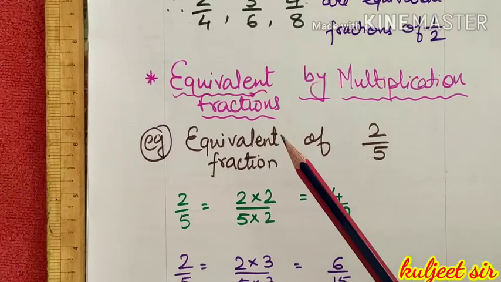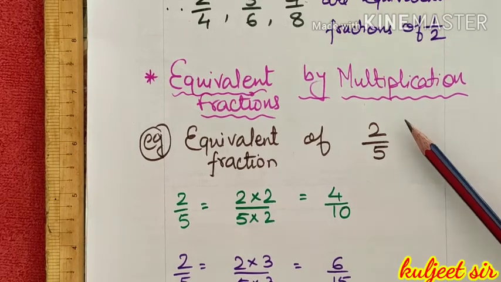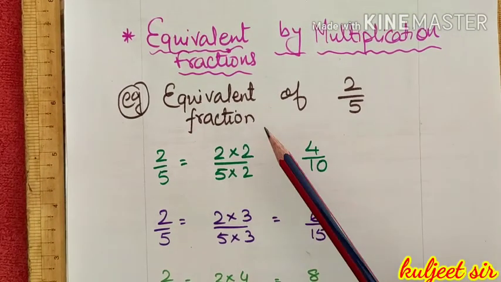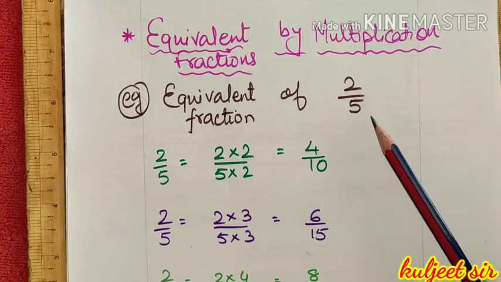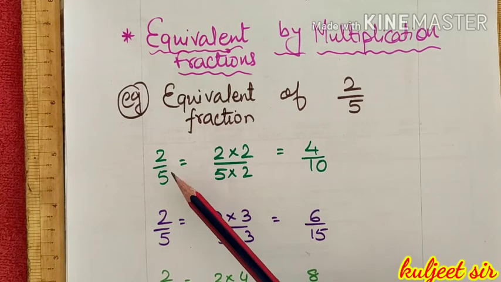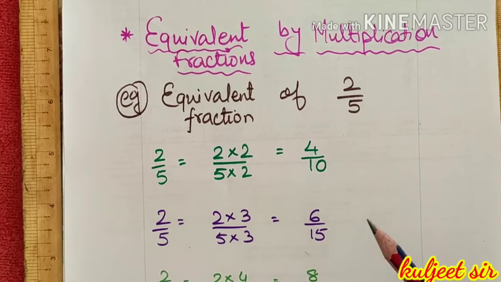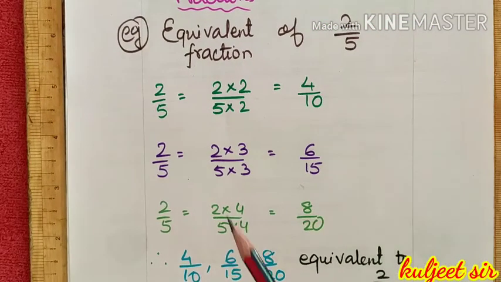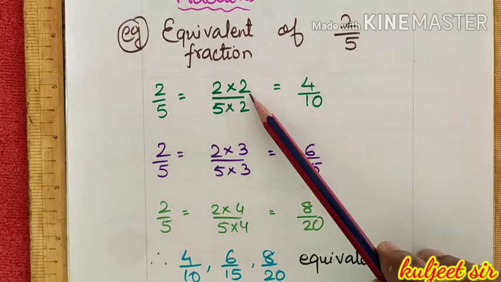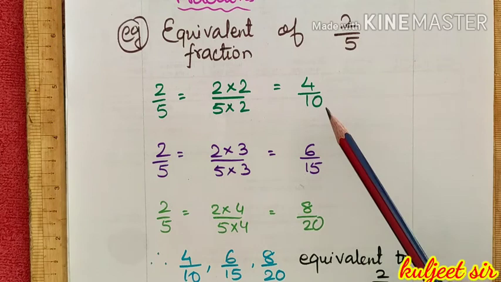Further moving to equivalent fractions, now we will try to find the equivalent fractions by the method of multiplication. For this we will consider an example: find the equivalent fraction of 2 upon 5. An equivalent fraction of a given fraction can be obtained by multiplying both the numerator and the denominator by the same number. So let us find the equivalent fractions of 2 upon 5. As you can see on my screen, we are multiplying both the numerator and the denominator by 2. When you do so, you get a fraction which is 4 upon 10.